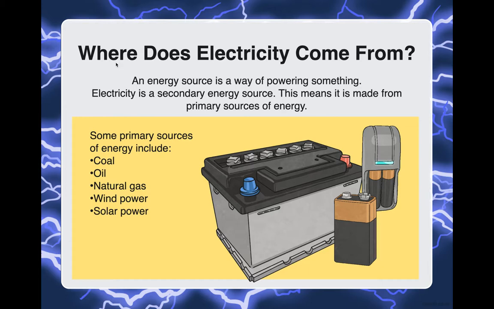Where does electricity come from? Electricity comes from an energy source that is a way of powering something. Electricity is a secondary energy source, which means it's made from primary sources of energy. So, what are primary sources of energy? This includes coal, oil, natural gas, wind power, and solar power. So, these are all energy sources that power something else. And electricity is a secondary energy source.